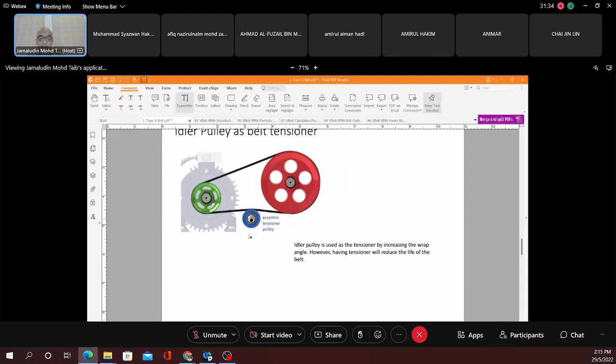However, when you have a tensioner here, you will reduce the life of the belt. That is the disadvantage. That means there are two things: when you increase the wrap angle, however, you reduce the life of the belt.